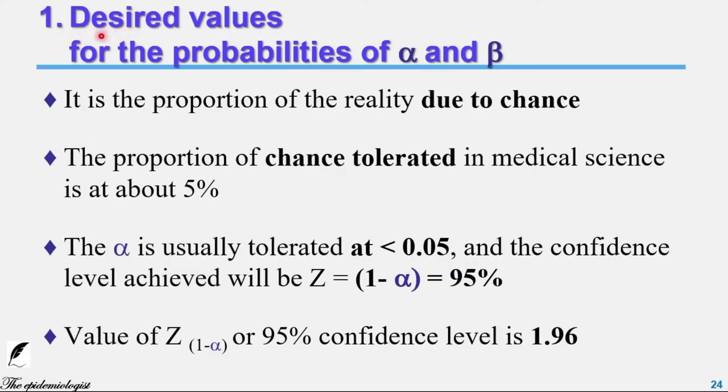When assessing one by one, the first is the desired values for the probabilities of alpha and beta. What do we need to know? Here, the alpha is the proportion of reality due to chance. The alpha is usually tolerated at less than 0.05, and the confidence level achieved will be z-value at 1 minus alpha is 95%, and its 95% confidence level is 1.96. The proportion of chance tolerated in medical science is about 5%.